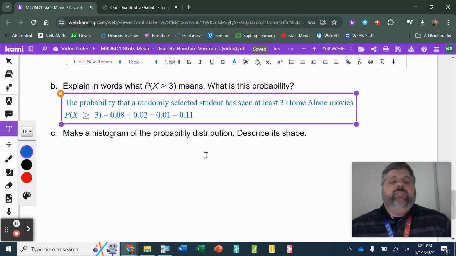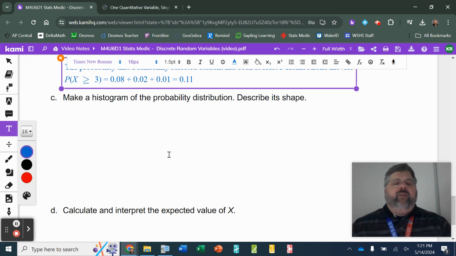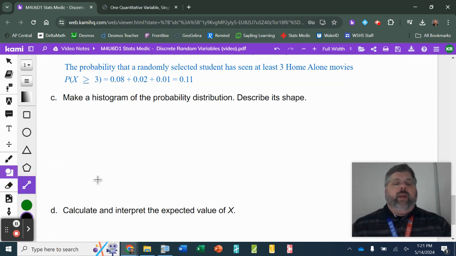All right. So now the last part is make a histogram of the probability distribution and describe its shape. Now, because we're dealing with a discrete random variable, there's different ways we can do this, but I think the easiest way is to center our bars of our histogram above the value so we can tell what value it's representing. But like for any histogram, we need 2 axes.